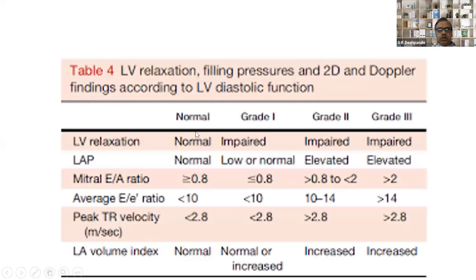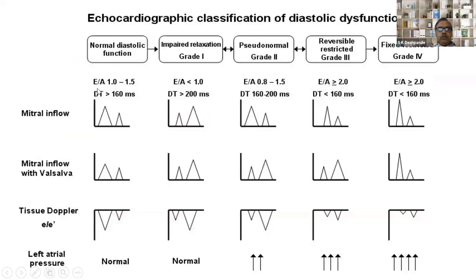The E/A ratio in a normal patient is more than 0.8. It is between 0.8 and 1.2 up to grade 2, and more than 2 in the higher grade. Whatever diagram I have shown, the same thing is in tabular form. E by E prime ratio less than 10 is normal, and more than 14 is abnormal. So we have to see what things to look for in the echo. This is the E/A, 1 to 1.5, E/A less than 1, 0.8, 1.5, 2.